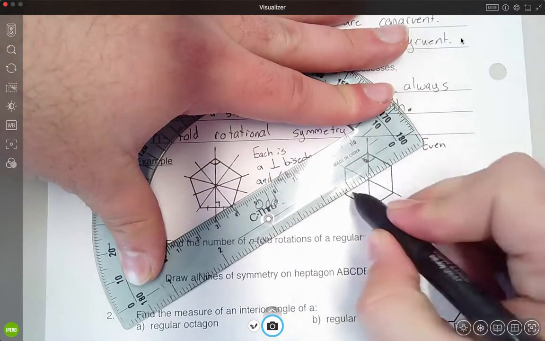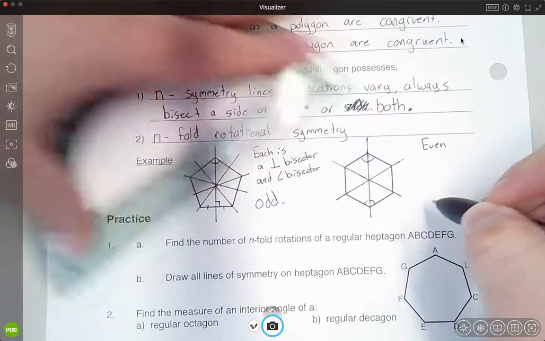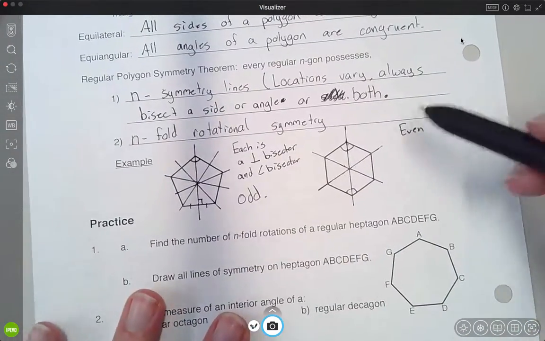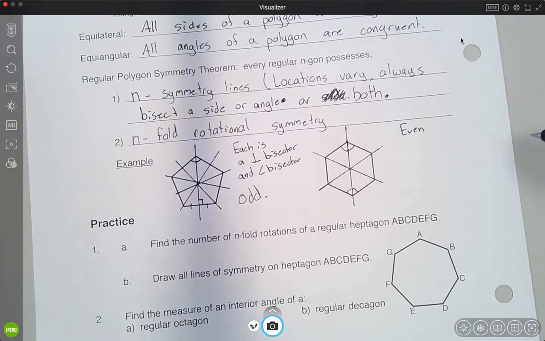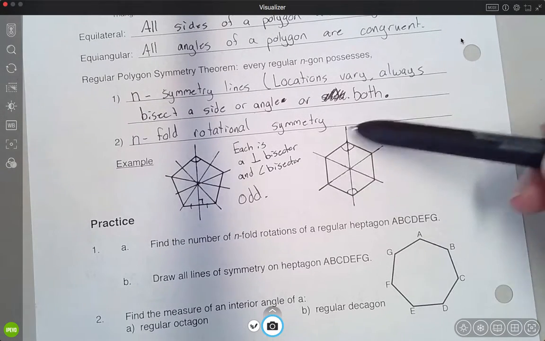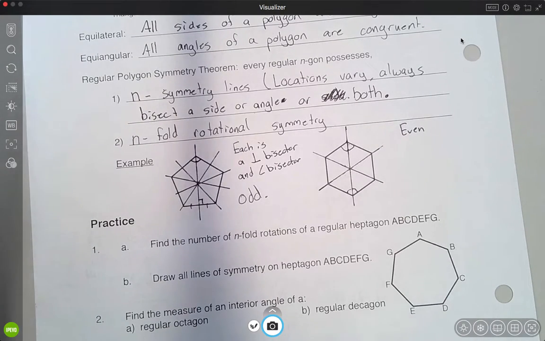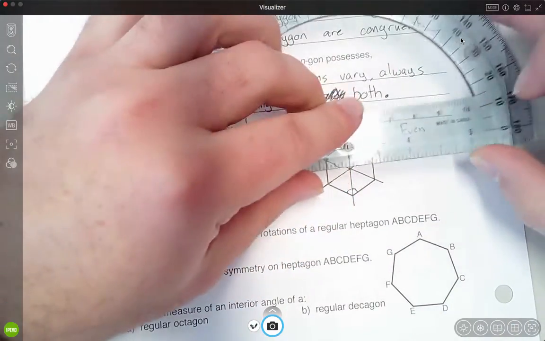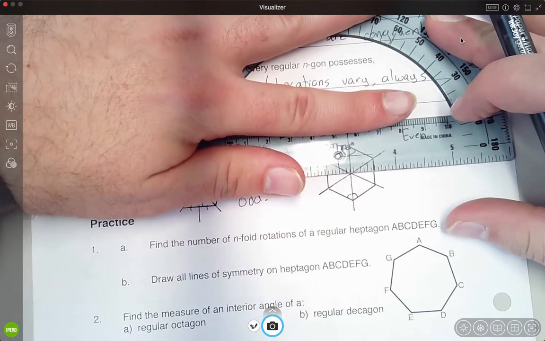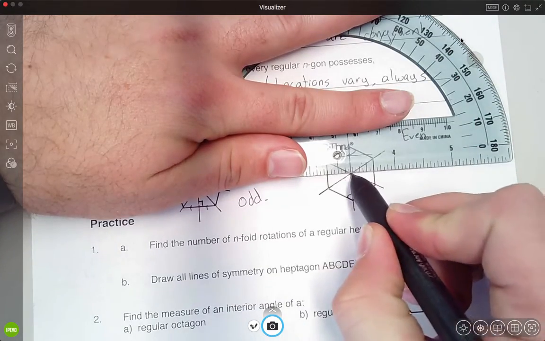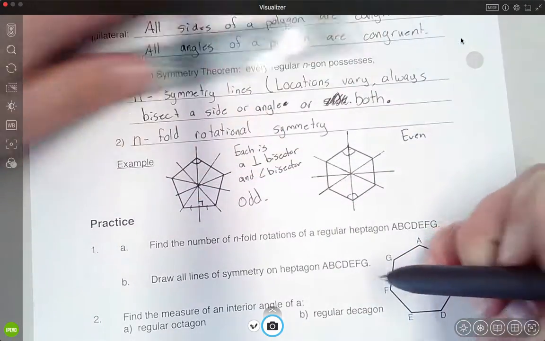Alright, now here's the problem. I have 3 lines of symmetry there, but the theorem I just said I should have n lines of symmetry, and here I have 6 sides, so I should have 6 lines of symmetry. So this is not the only type of line that I have. If I look here, I also would have my horizontal line here. If I draw in that horizontal line, that doesn't go through any angles, but it does bisect my sides.